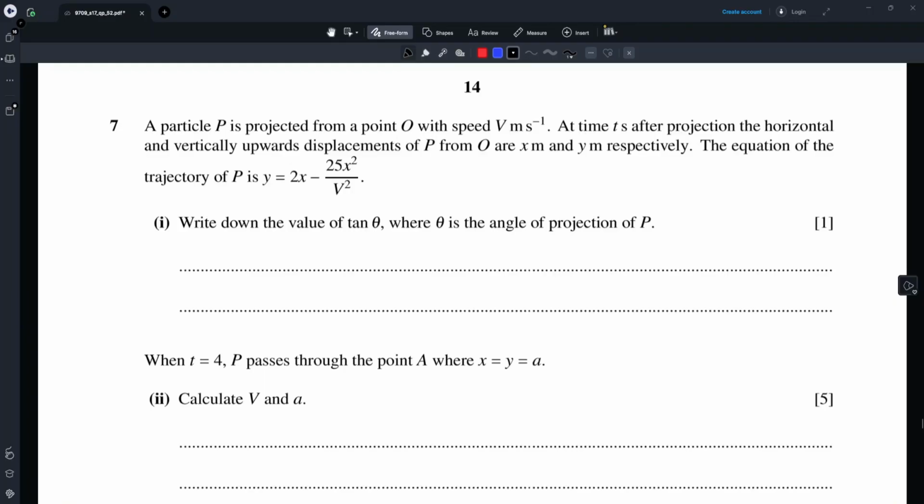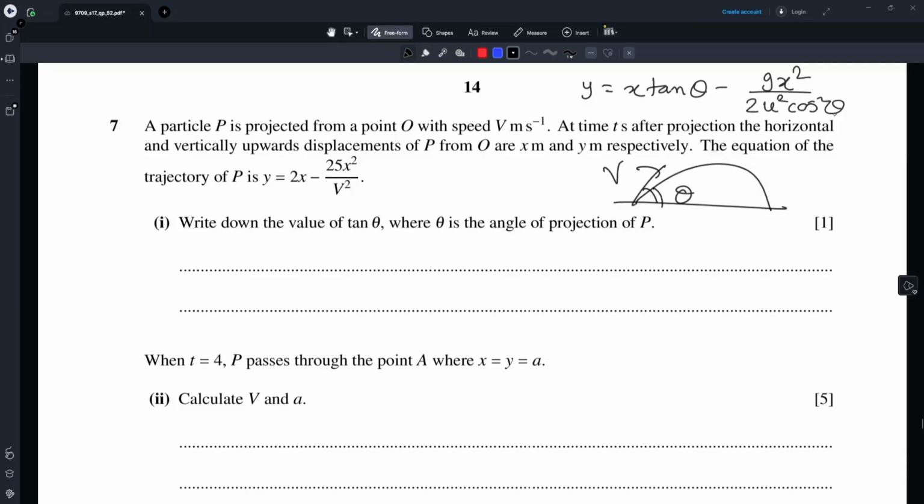Okay, so it means that when we start the projection, we do it at a velocity v, angle theta, and the displacement of P from O are x and y respectively at a certain time. If you want to rewrite this in the form of a trajectory, the way we do this using usual notation is y equals x tan theta minus gx squared divided by 2u squared cos squared theta. u is the projection velocity, theta is the angle of projection, and x is the displacement.